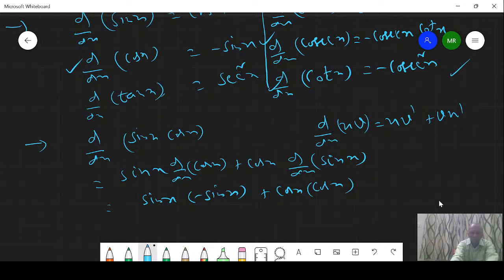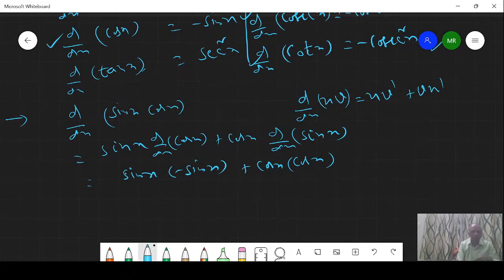Correct? Now you can think about this one. It comes like this: sin x into minus sin x, plus cos x into cos x, since the derivative of sin x is cos x. Now you will get minus sin square x plus cos square x. It comes like this, right? You can see minus sin square, plus cos square. That means cos square x minus sin square x.